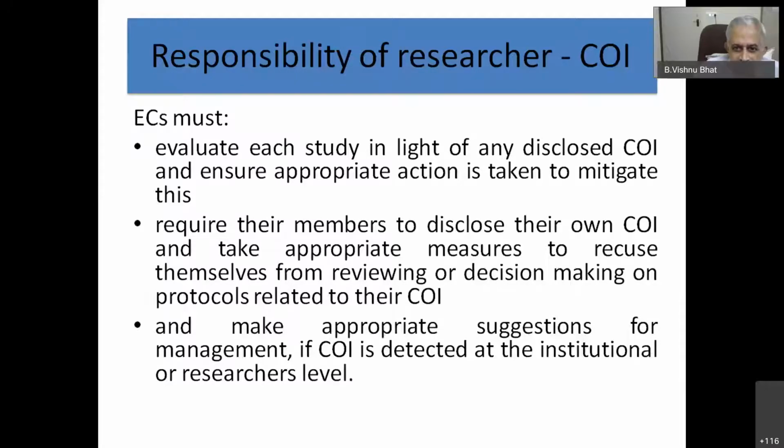Evaluate each study in the light of any disclosed conflict. Sometimes people may not disclose it, and later people may find there is a conflict of interest. You can be questioned and you can be penalized if you do not inform about these points. So require the members to disclose their own conflicts of interest also. Not only the researcher, the members also should tell what their conflict of interest is in a particular research study, and we should take appropriate steps to mitigate it and avoid this problem.